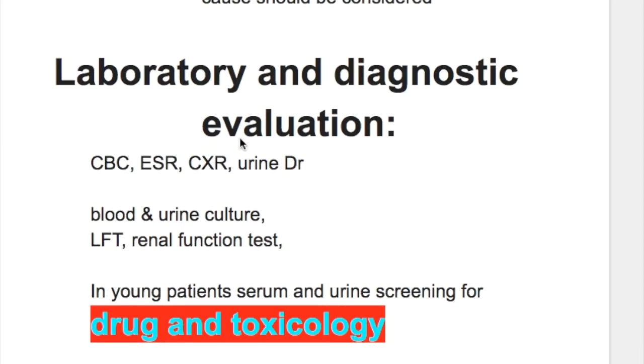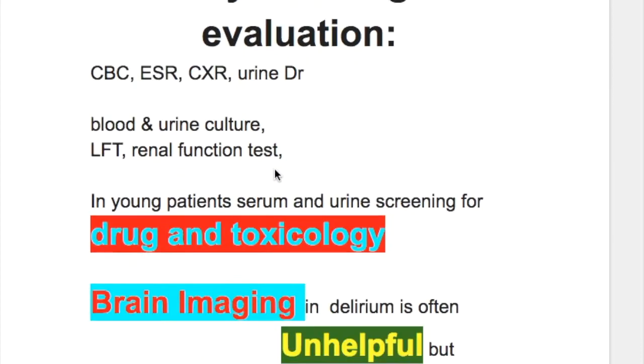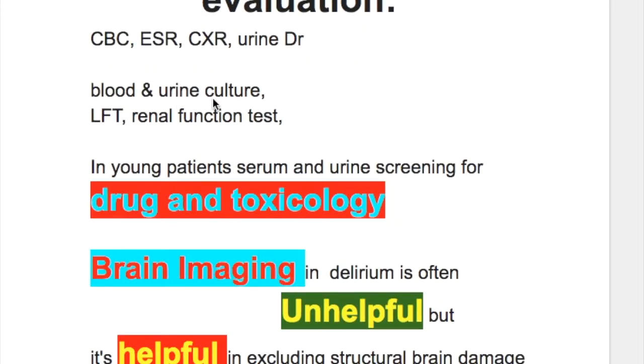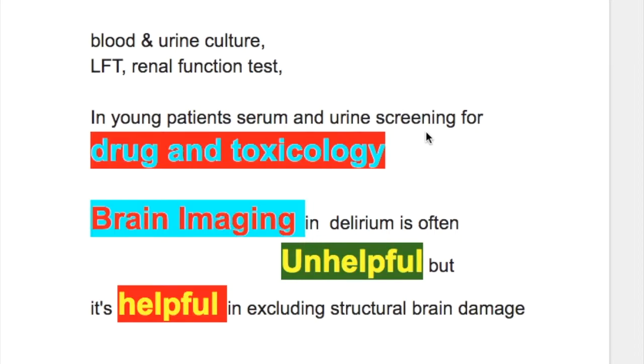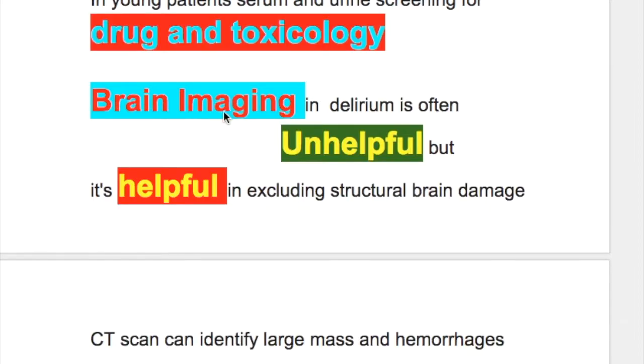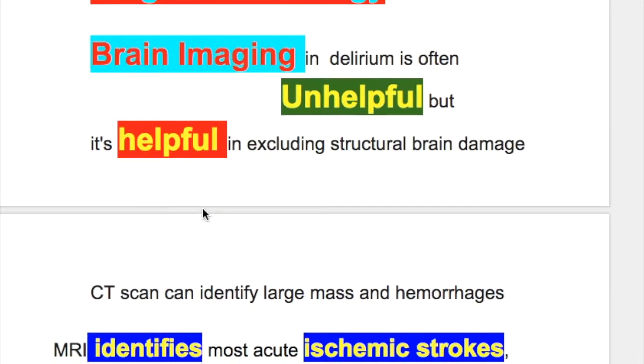Laboratory and diagnostic evaluation in delirium. Routine testing includes CBC, ESR, chest X-ray, urine routine, blood and urine culture, LFT, and renal function test. And in young patients, serum and urine screening for drugs and toxicology. What about brain imaging in delirium? Brain imaging in delirium is often unhelpful, but it's helpful in excluding structural brain damage.